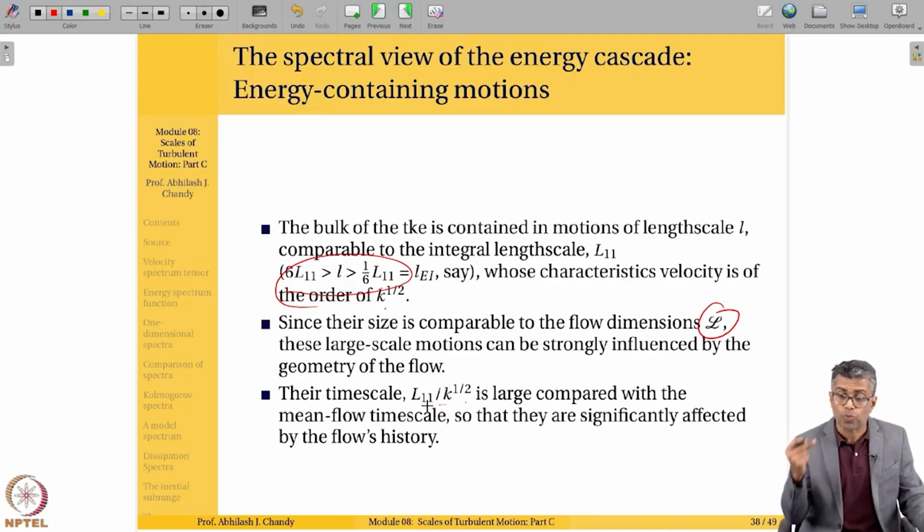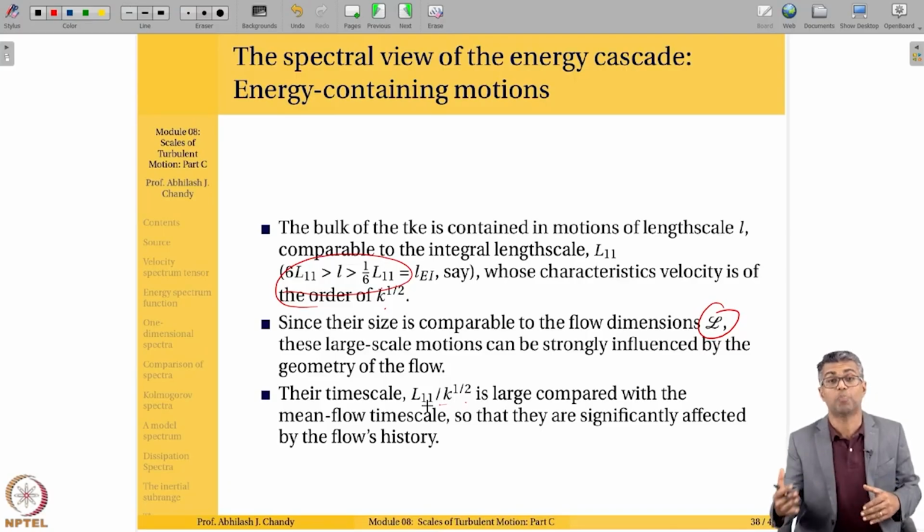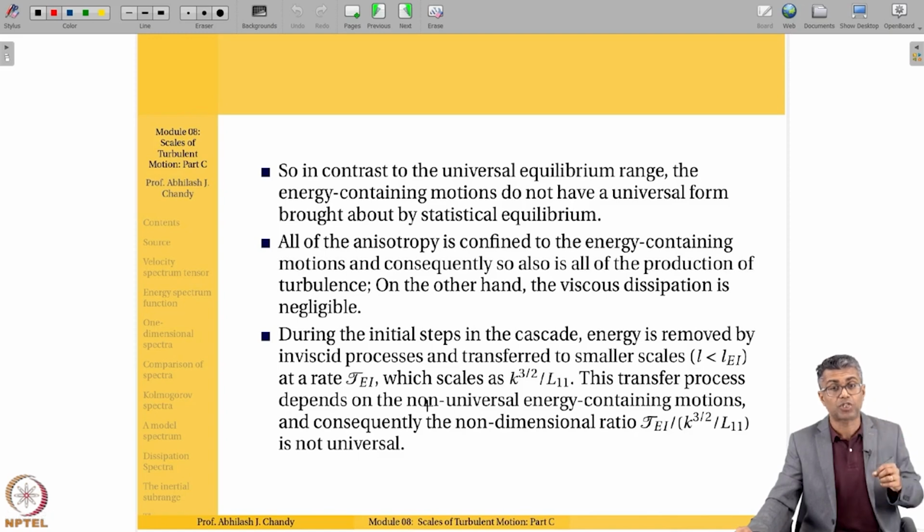If the time scale was very small, then things are happening very quickly, and the flow's history does not affect the scales as much. Whereas if you have a large time scale, then the scales are indeed affected by the type of flow history.